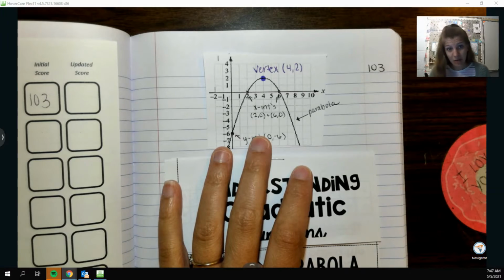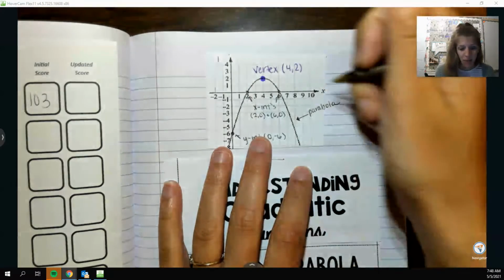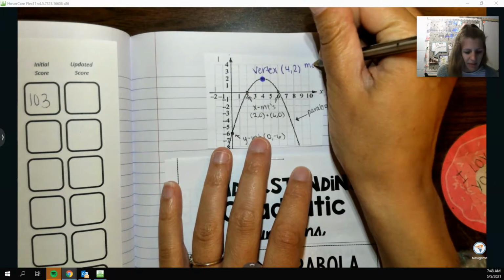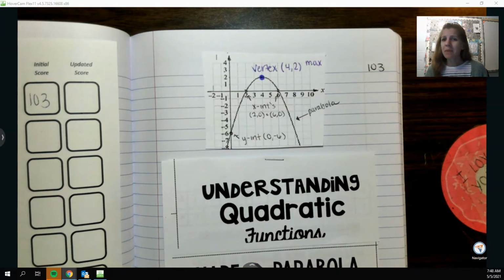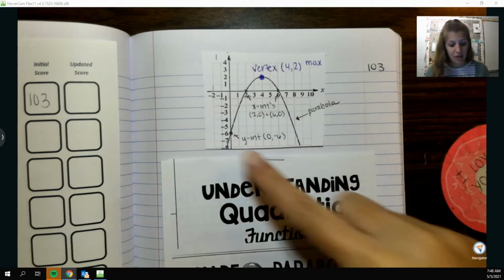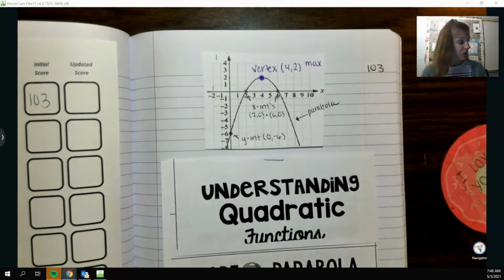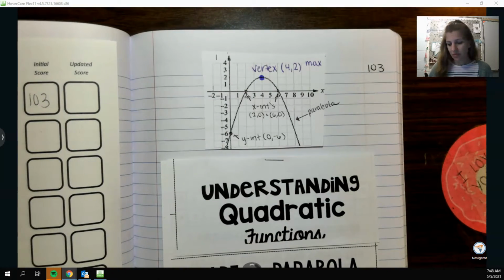And sometimes a vertex can be the highest point, so a maximum, or it could be the lowest point, so a minimum. I'm not going to put minimum there because that would be confusing. This is a maximum, so we just want to call it maximum.